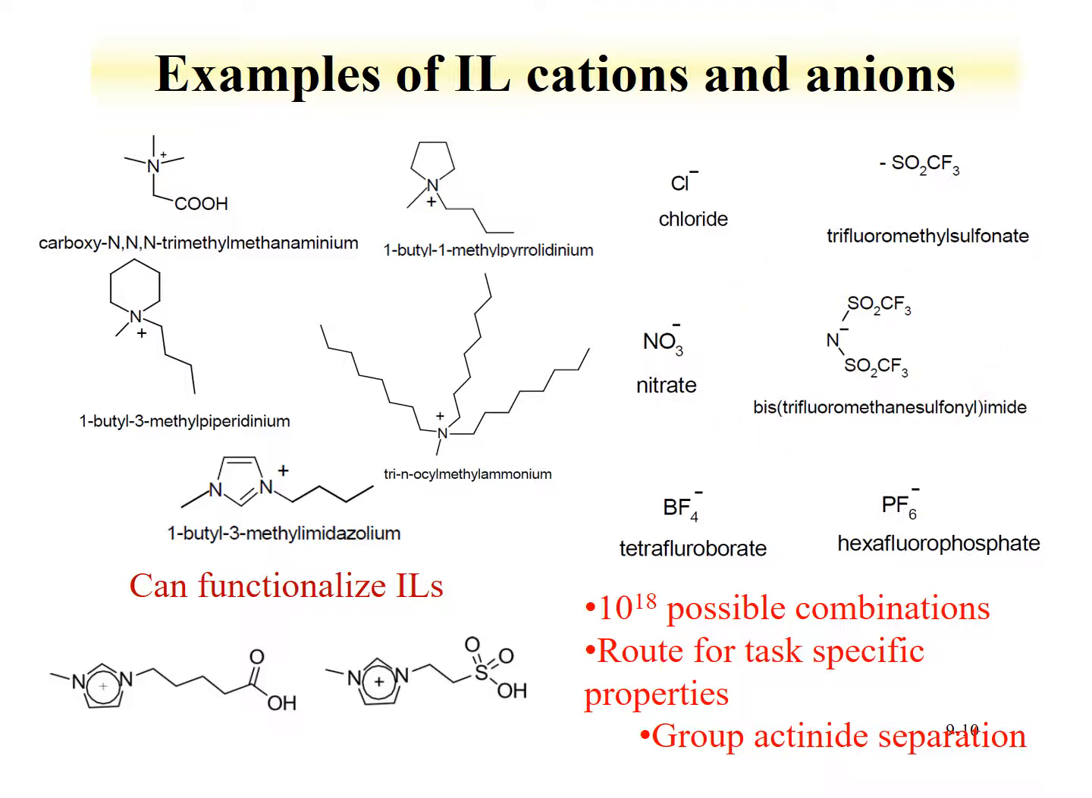One can functionalize ionic liquids as shown here, taking a positively charged organic species and functionalizing it so that you have an area where metal ion complexation can occur. From the literature, one can see that there are 10 to the 18th possible ionic liquid combinations. It's an extremely large number and opens up the possibilities of task-specific ionic liquids, including group actinide separations.